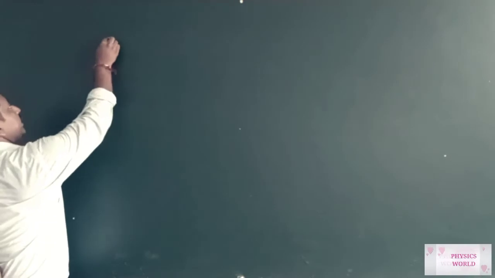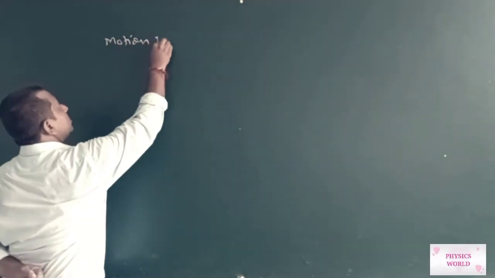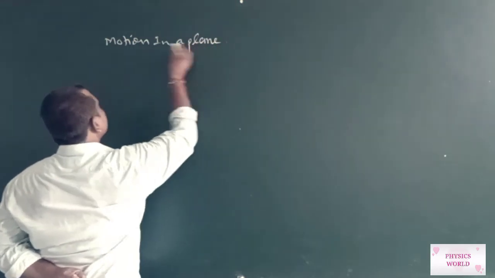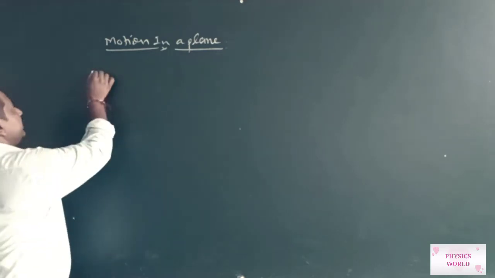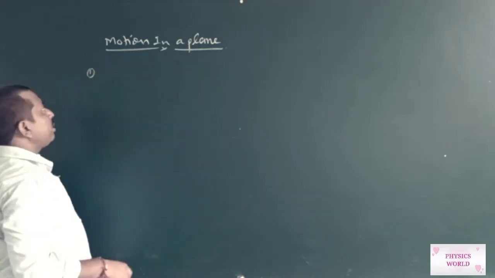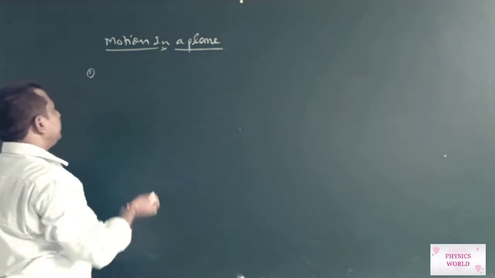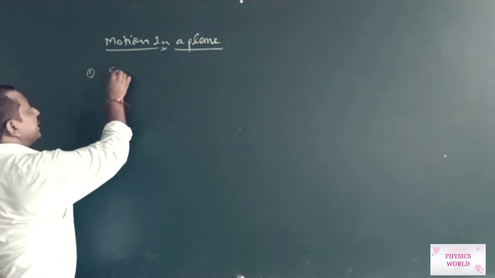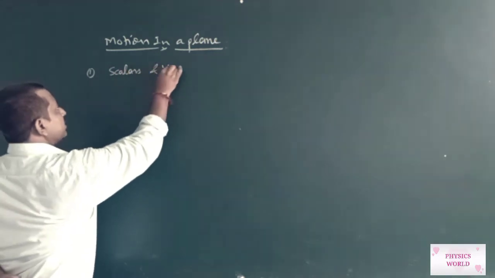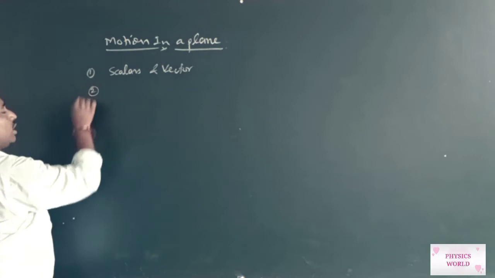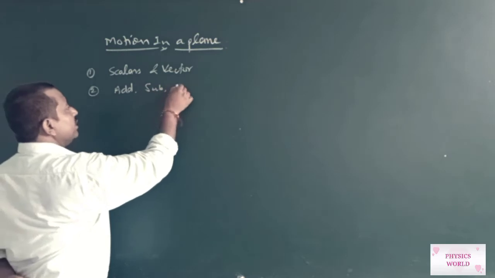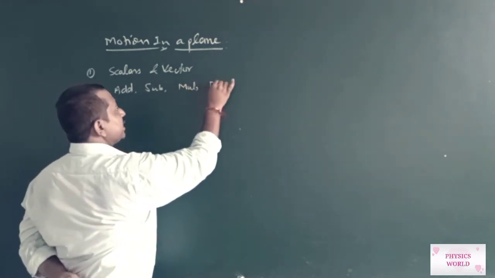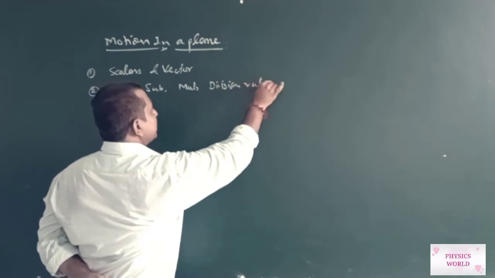Hello students, let us start our new chapter, motion in a plane. This is the fourth chapter, and in this chapter we discuss what is motion in a plane, that is, the introduction, and then what are scalars and vectors, and then what are the rules for addition, subtraction, multiplication and division of vectors.